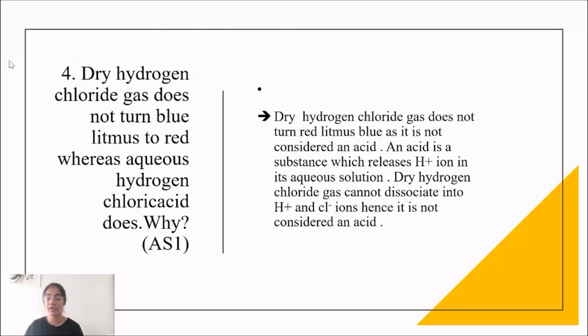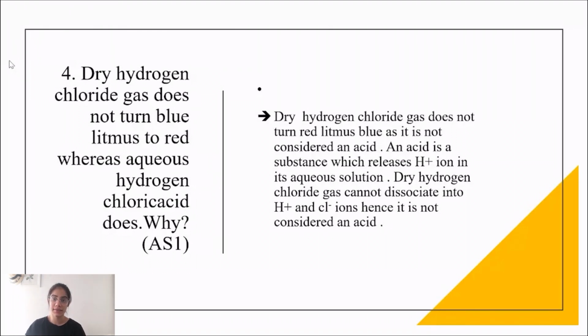Why? Because dry hydrogen chloride gas in its gaseous form cannot dissociate into H plus and Cl minus ions, and an acid is a substance that is capable of releasing H plus ions. Now, since dry hydrogen chloride gas does not fit this criteria, it is not an acid, and hence it will never turn blue litmus to red.